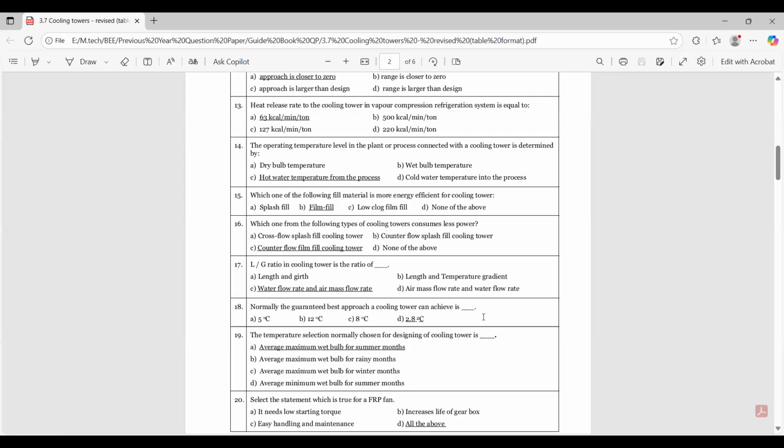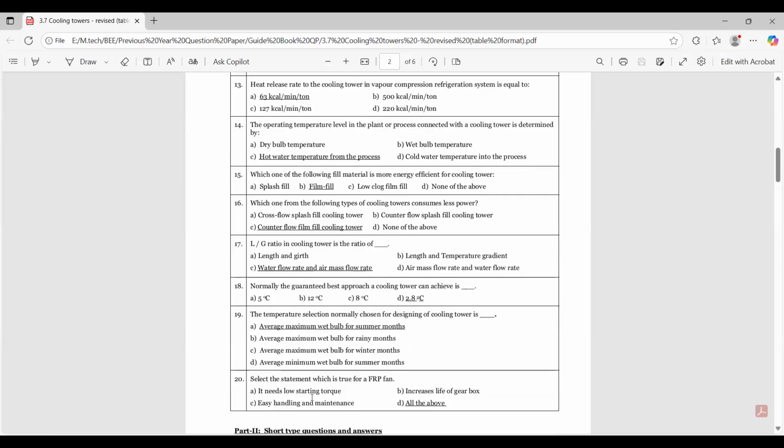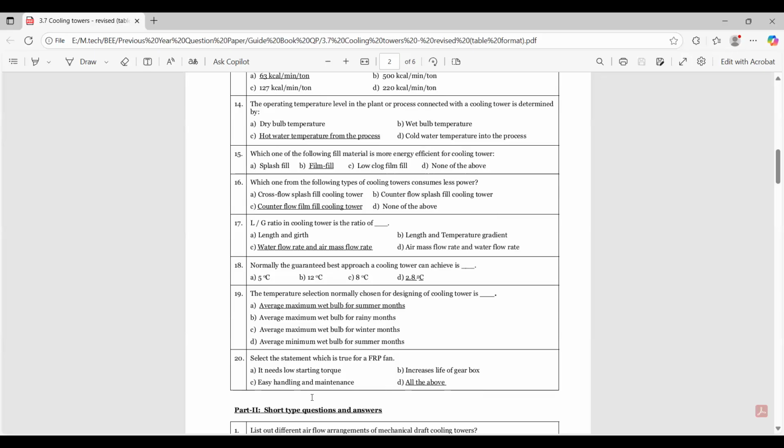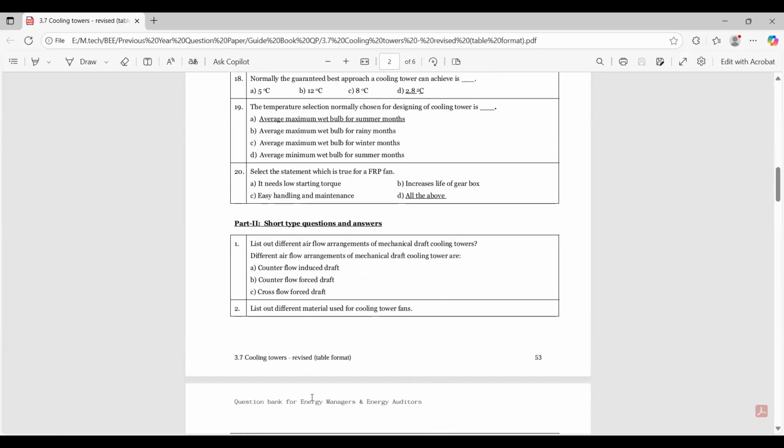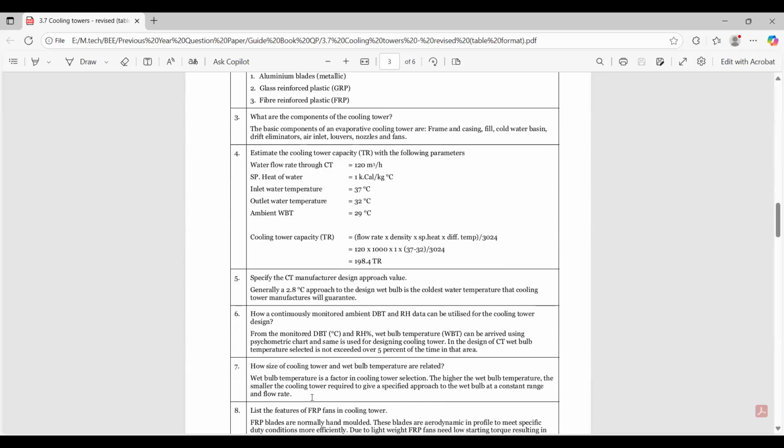Select the statement which is true for an FRP fan. It needs low starting torque. Yes, it is true. Then, increases life for the gearboxes. Yes, because the weight of the FRP fan is lower. Easy for handling and maintenance. Yes, because deposit formation and corrosion do not happen on the cooling tower fan. So these types of MCQs you will be asked in the exam. Then there are some short questions.